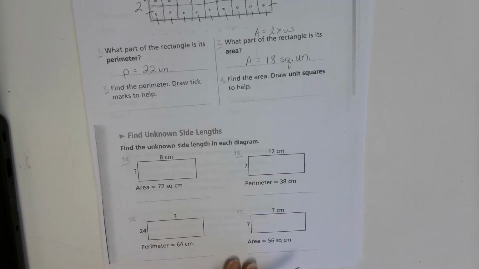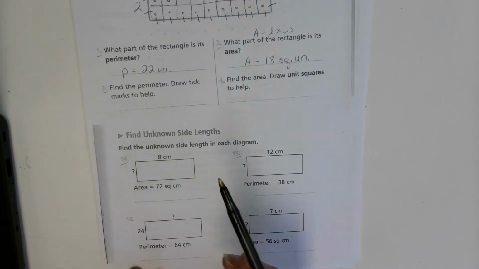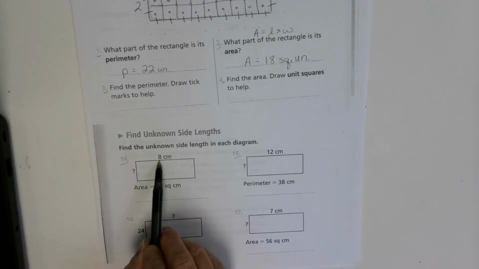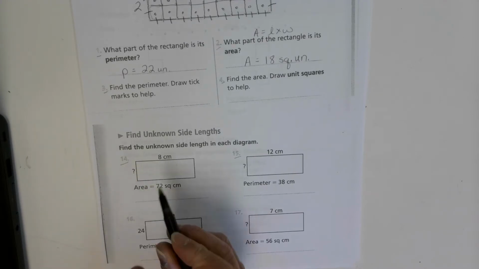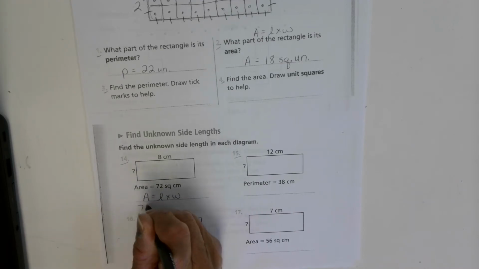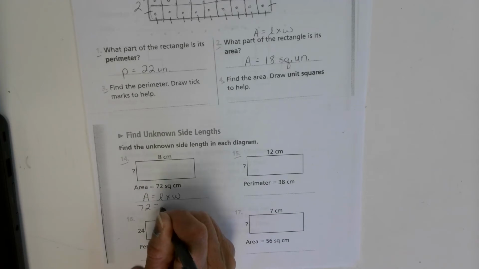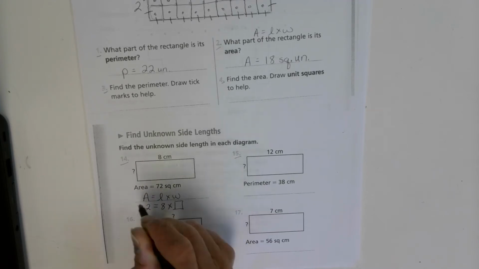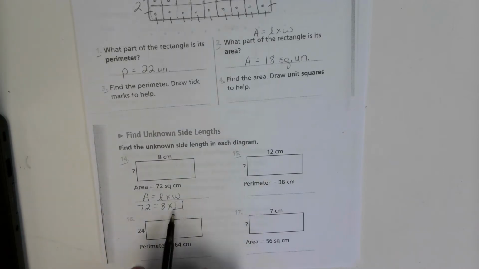Now, sometimes we don't have the dots or the lines, and we just have a rectangle like this. So this is telling me the area of the inside of this rectangle is 72 square centimeters. This side is 8 centimeters, so the length. What is the width? Well, if I know area equals length times width, and the area is 72, and the length is 8, 8 times what, or the width, equals 72. You can look at it like that.